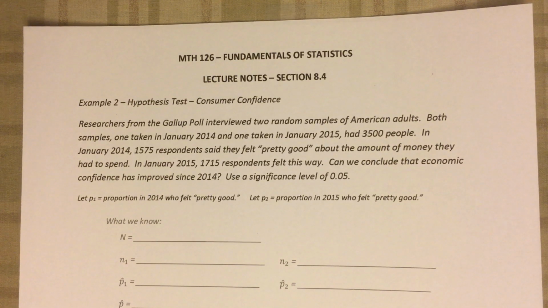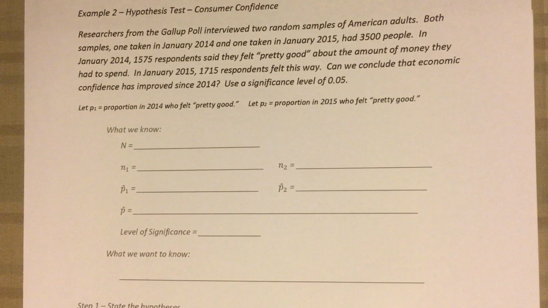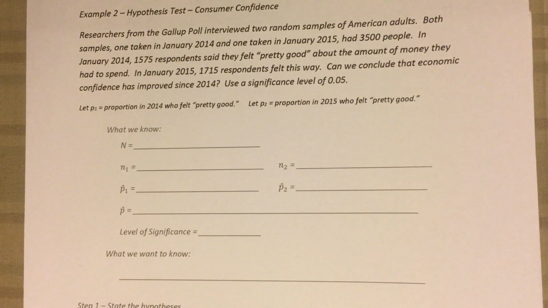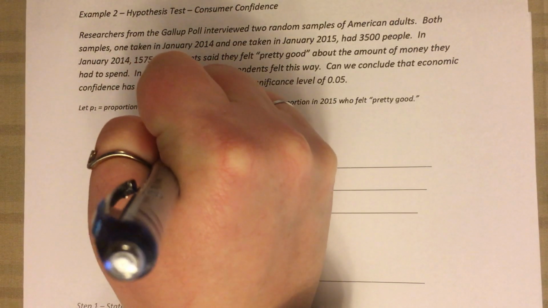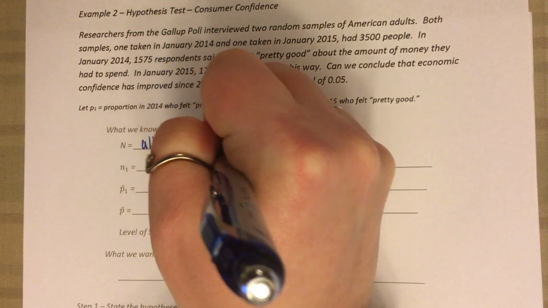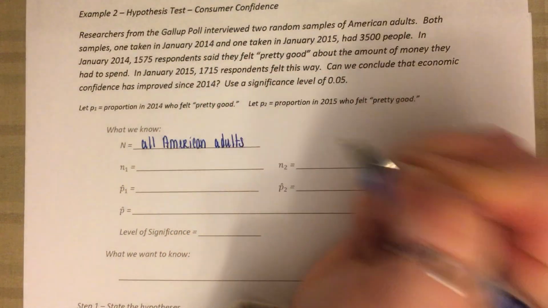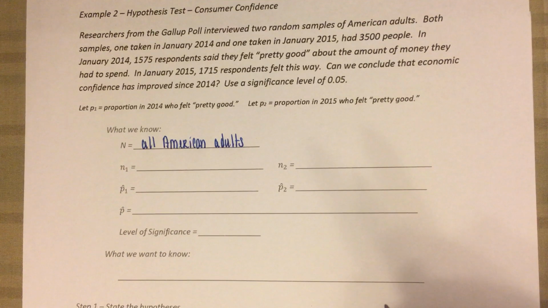Right, so based on the difference of 1,575 people in 2014 to 1,715, we want to know, is there an improvement? Can we conclude that economic confidence has improved since 2014? So we're going to start by listing off everything that we know. Our population is all American adults. We are told to let P1 be our proportion in 2014, P2 be our proportion in 2015.